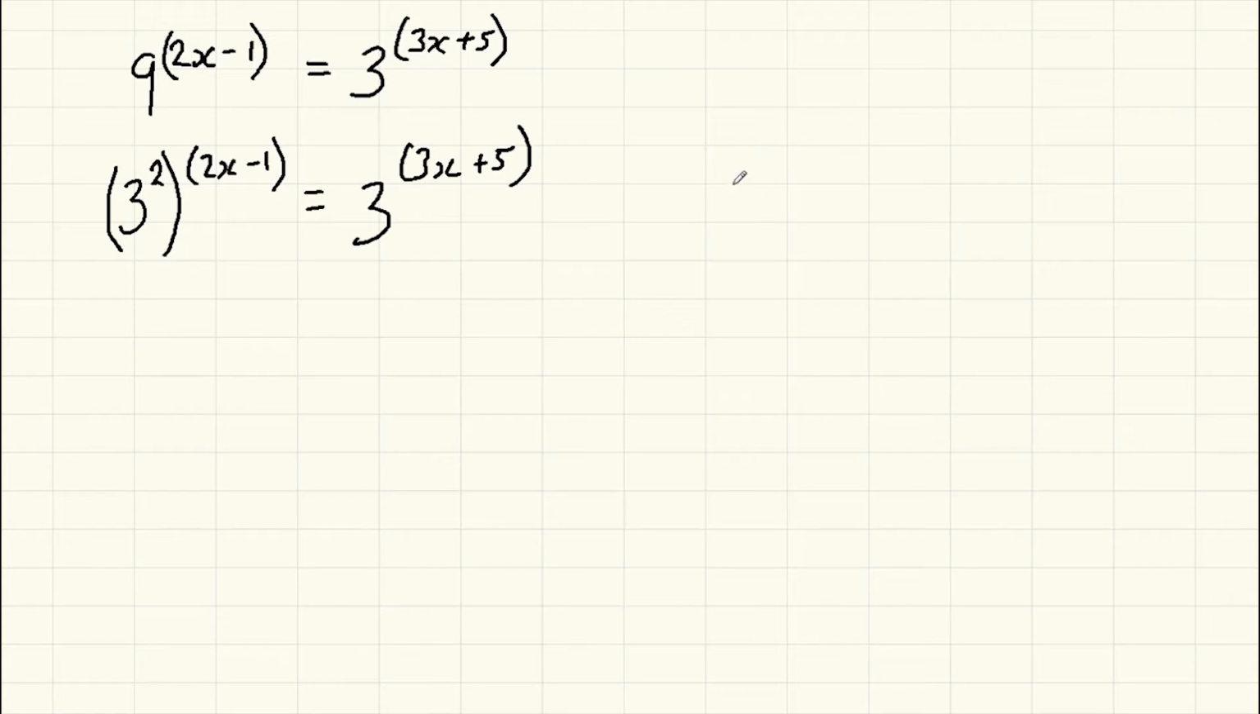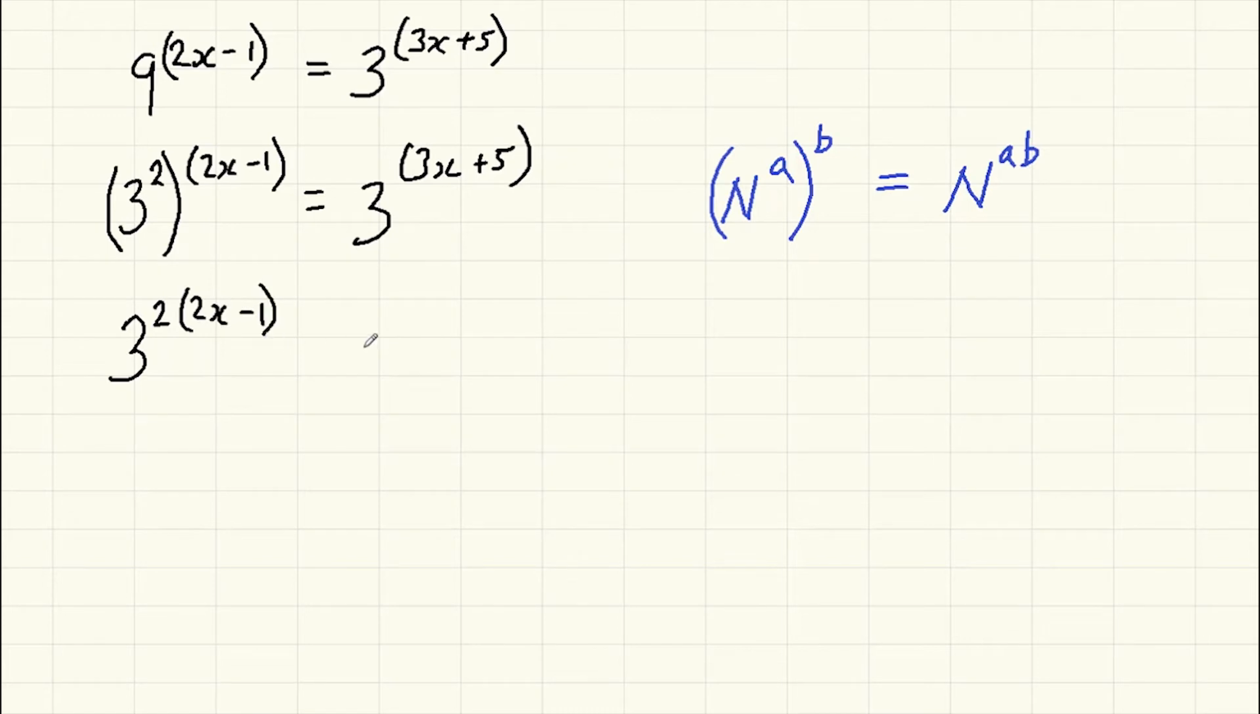There's a rule that says if you have a number raised to a power and all of that is raised to another power, then that is the same as that same number raised to those two powers multiplied together. We can now simplify that first term because we can say that that is 3 to the power of 2 times 2x minus 1, and this stays the same.